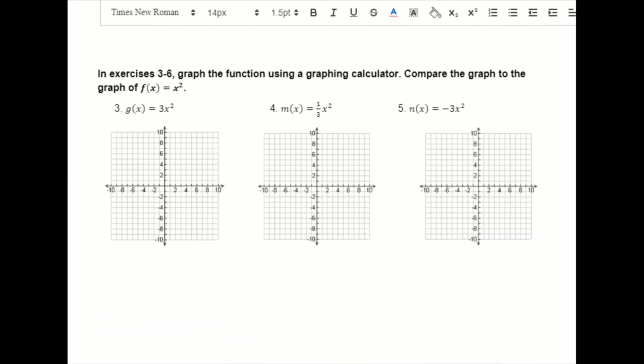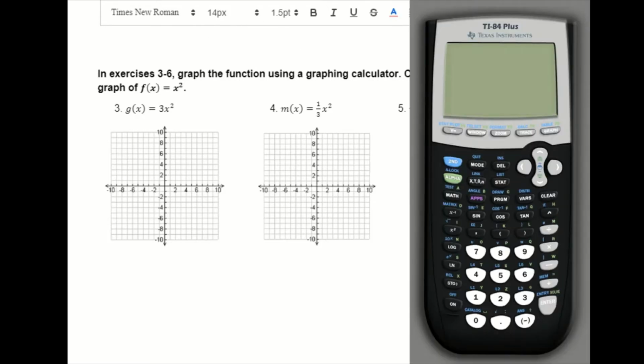Okay, so what I'd like for us to do is graph it on the graphing calculator. We're just going to do a quick sketch here, but the more important thing is I want you to be able to compare the graphs to the original function. So let me bring up a calculator too. Here it is. And we're going to put in first just the parent function, y equals x squared, and take a quick look at what that looks like.